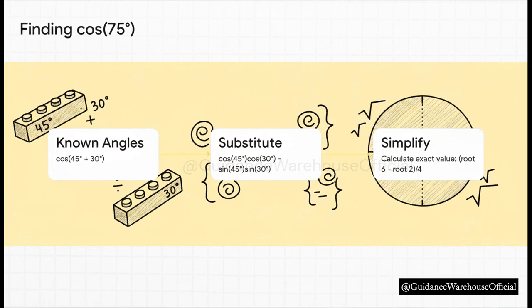Say we need to find the exact value of cosine 75 degrees. Step 1. Identify our known Lego blocks. We can write this as cosine of 45 degrees plus 30 degrees. Step 2. Substitute this into our sum formula. That gives us cosine 45 times cosine 30 minus sine 45 times sine 30. Again, notice that minus sign. Step 3. Pop in our known unit circle values. Root 2 over 2 times root 3 over 2 minus root 2 over 2 times 1 over 2. Just multiply those fractions out and boom, we get our exact value, the square root of 6 minus the square root of 2 all over 4. See, it's just a straightforward, step-by-step substitution.